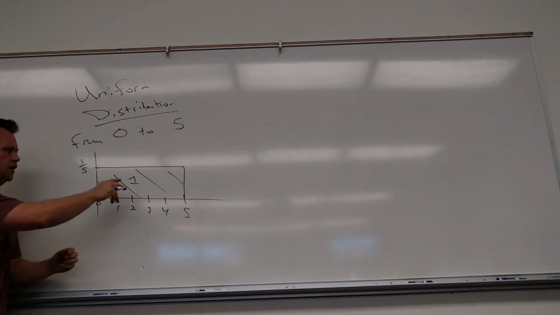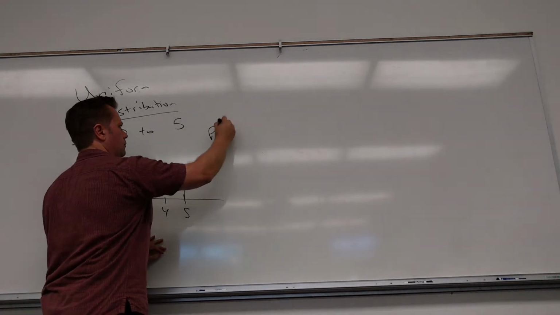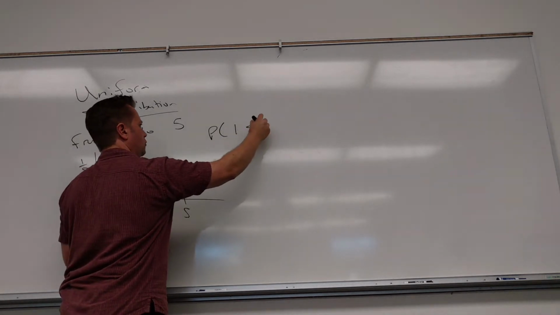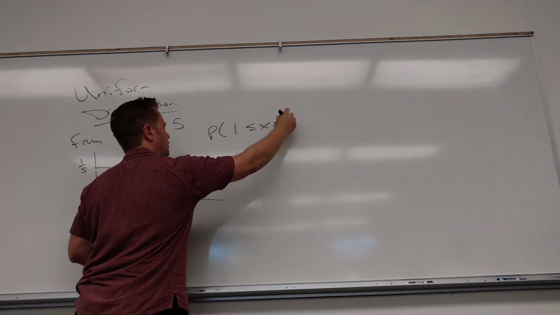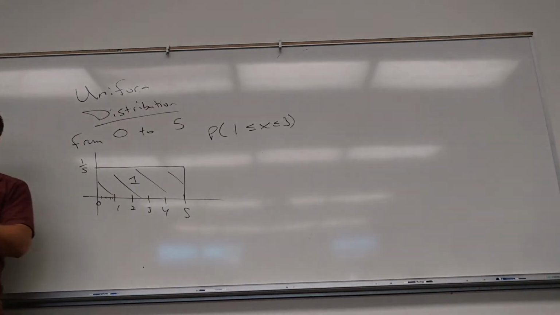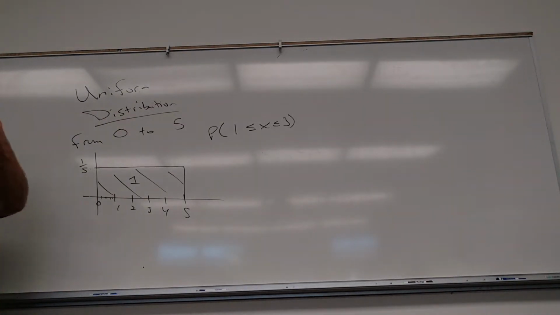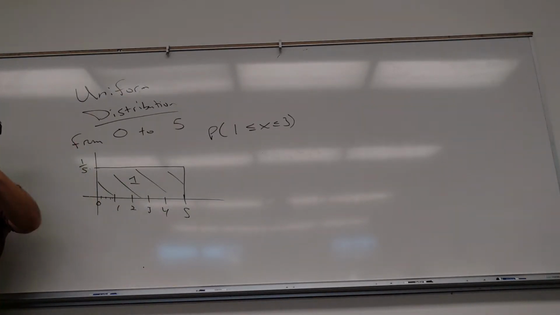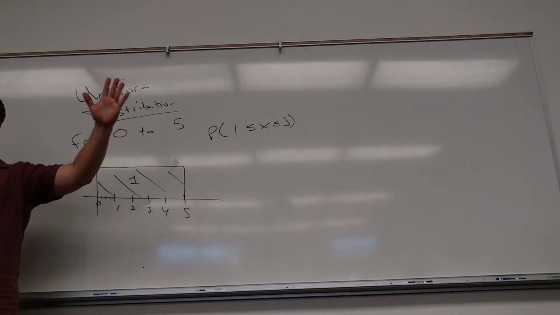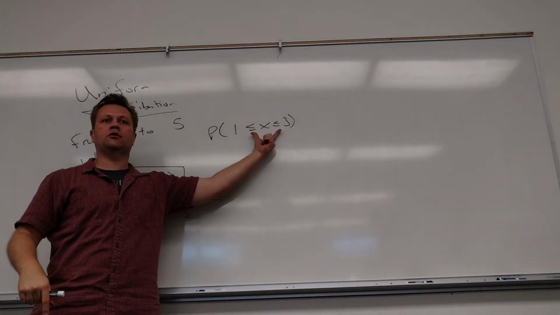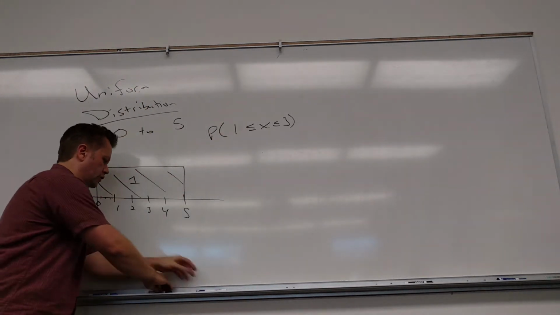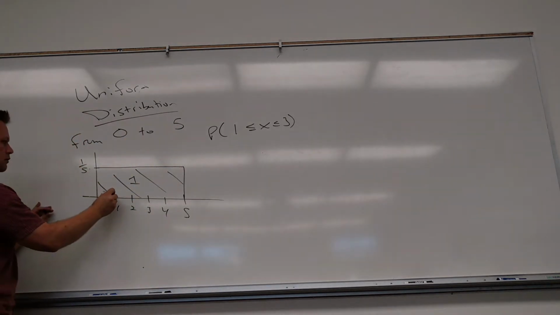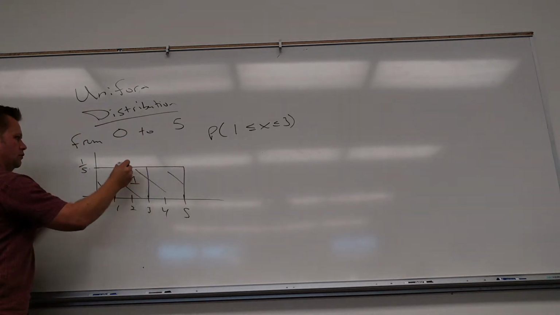Well, let's try some problems out. If I wanted to know the probability that x was from 1 to 3, and now I understand that if I draw it like this, the probability is equal to the area. So when I want to answer a specific question, I just have to find the area that this question relates to. So how do I find an area? Well, it'd be from 1 to 3. So what's this area?